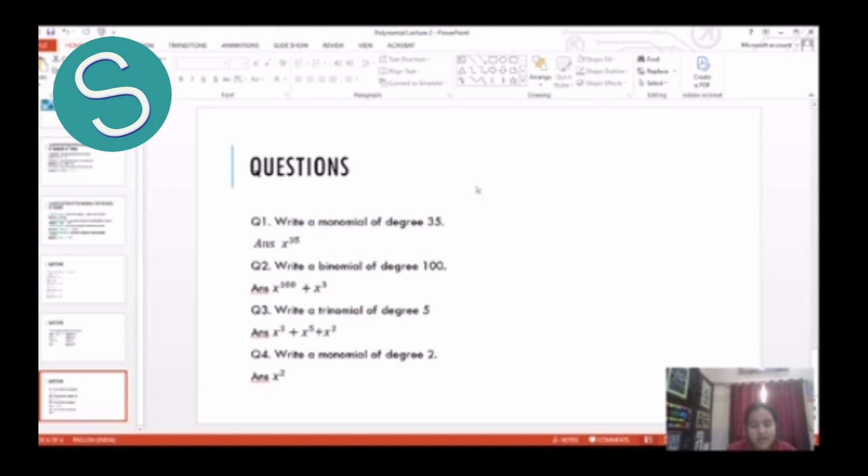Students, if you get a question like this where you have to write a monomial of degree 35 or a binomial of degree 100, you can write any variable of your choice, and you can adjust, like you can create examples on your own.